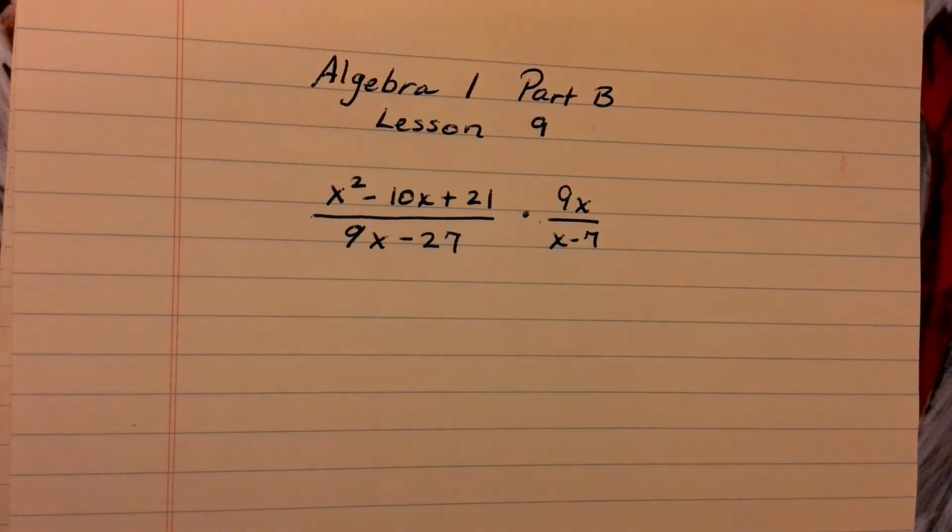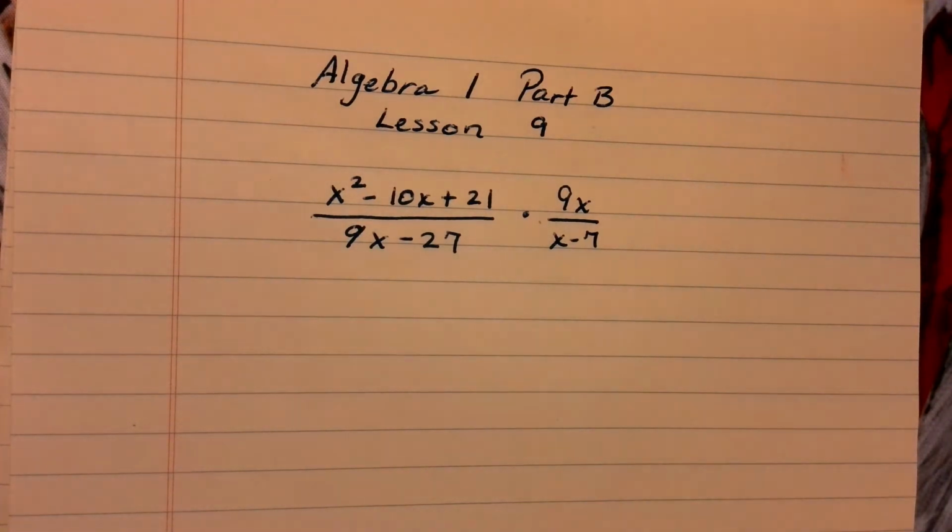This is Lesson 9. And here is a similar example that you'll see in the assignment. So basically what we have here is the product of some polynomials. And we have to find the product and simplify.